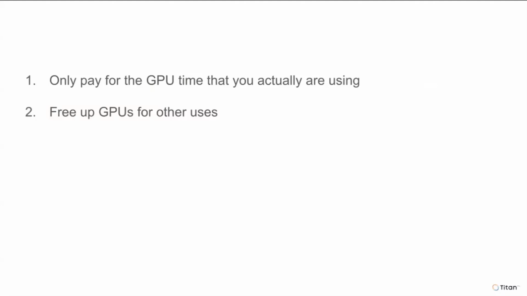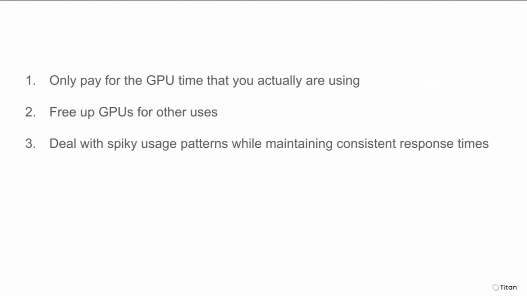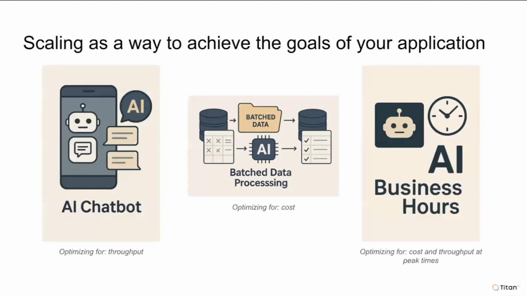Another thing is if I'm on-prem and I have a fixed GPU resource, so let's say I have an 8 by H100 cluster, I have a bunch of stuff that I want to run on that. Maybe I have training jobs as well. Maybe I have different applications. By using scaling, I can free up my GPU for other uses. And I can deal with things like inconsistent response times that lead to a better application. Actually, all of these are the same reason, which is your application has some kind of goal. And typically, you can achieve that goal by optimizing your scaling.